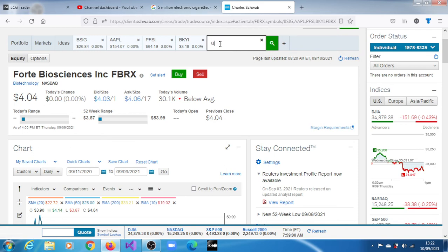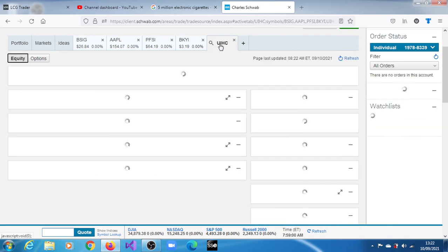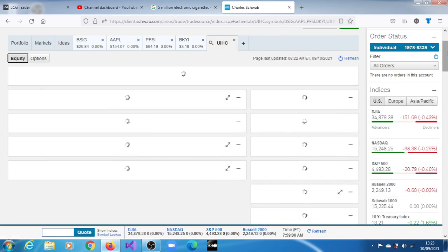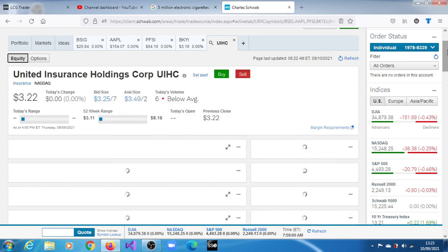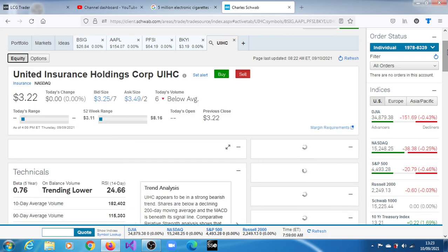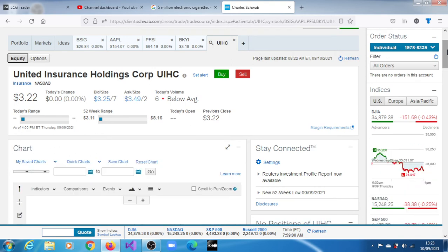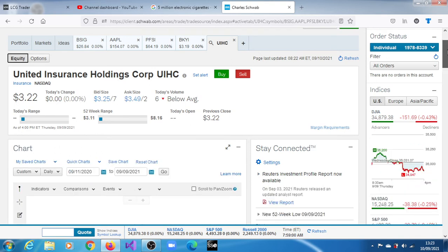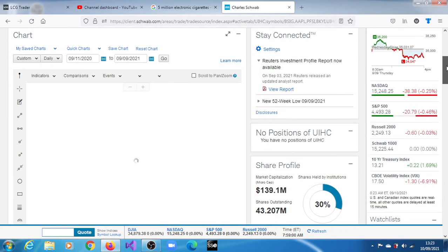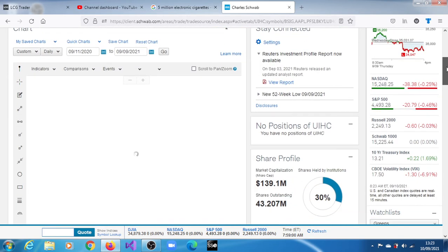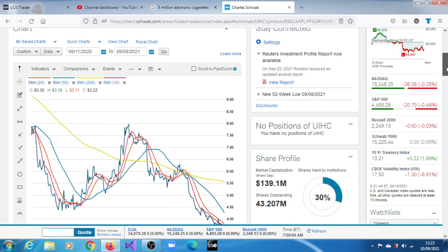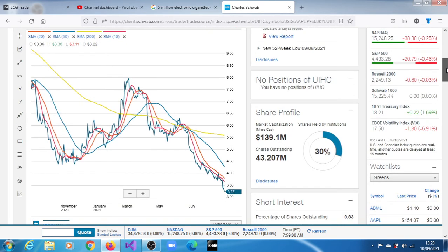Next one is UIHC, United Insurance Holdings. We covered this a few days ago. It closed that session at $3.22. So 43.27 million shares are outstanding. The float could be smaller than that.